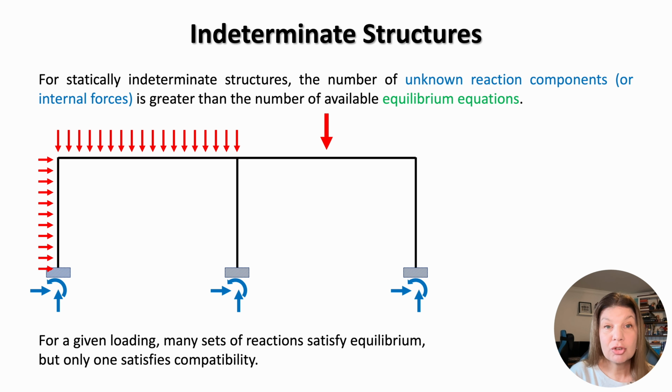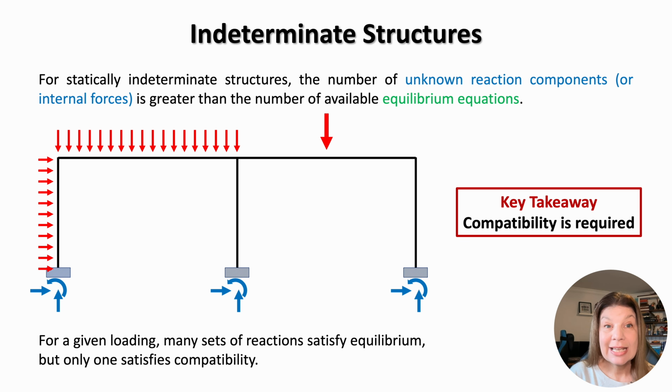Compatibility describes how the structure deforms under load. The displacements and rotations throughout the structure must be consistent with the supports, connections, and continuity of the structure. In other words, the structure cannot deform in a way that violates its physical constraints. For example, in this frame, each of those fixed end supports prevents vertical displacement and horizontal displacement and rotation. These conditions provide the additional equations that we need to determine the unknown reactions.